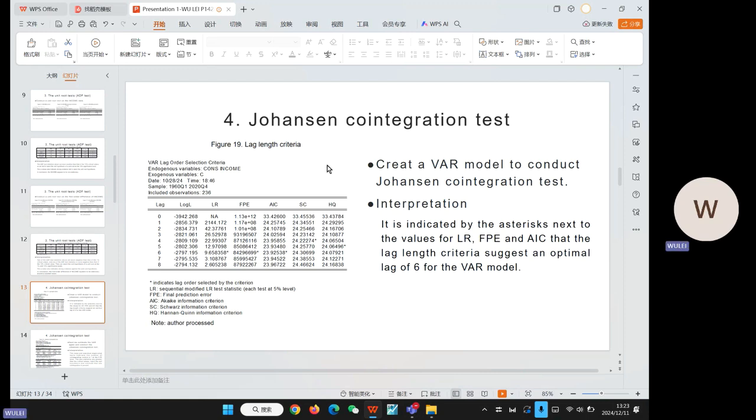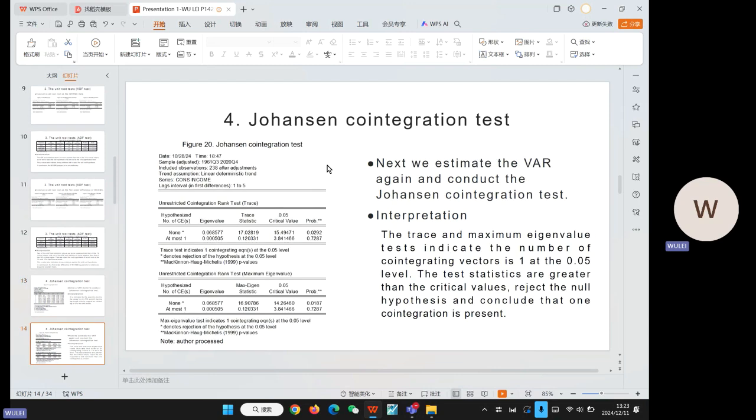Next, we estimate the VAR again and conduct the Johansen cointegration test. The left side also shows the results. The trace and the maximal eigenvalue tests, which you can see here and here, indicate the number of cointegrating vectors is 1 at the 0.05 level. The test statistics are greater than the critical values, so we reject the null hypothesis and conclude that one cointegration is present.